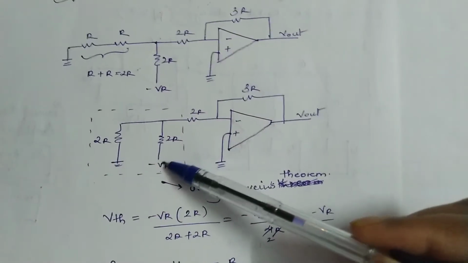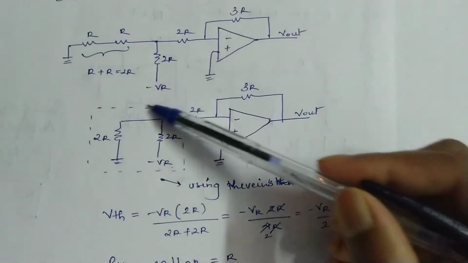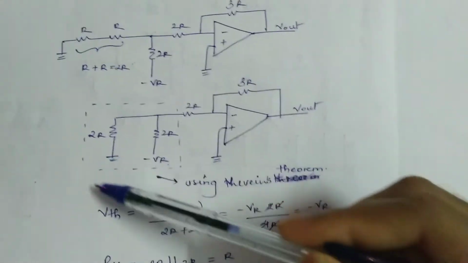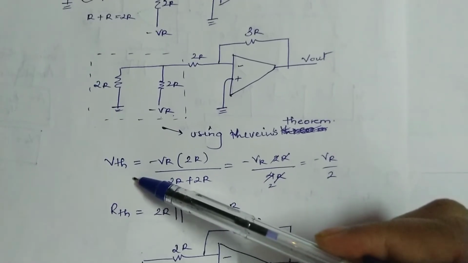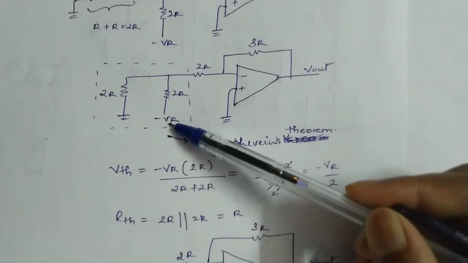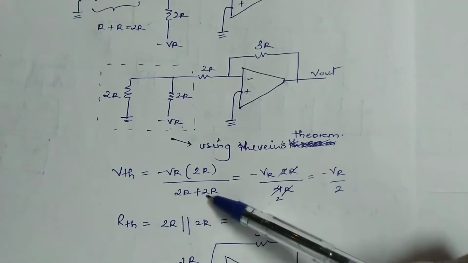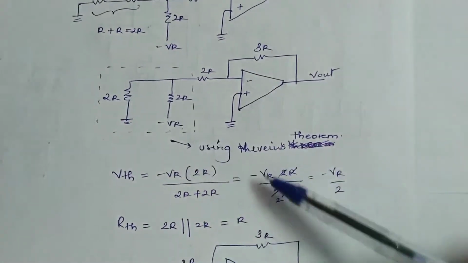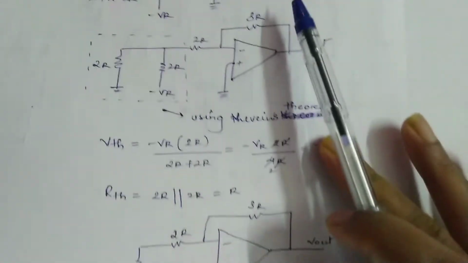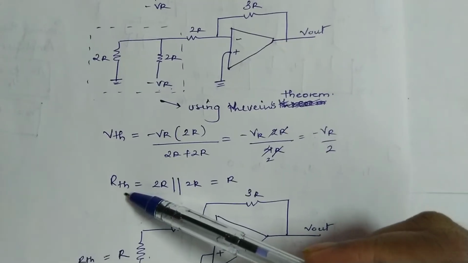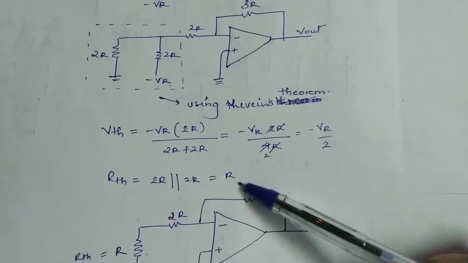Now here you have a minus VR voltage given to this resistor as an input. So I will use Thevenin's theorem on this network, Thevenize this network. For that we need the Thevenin's equivalent voltage. What will be the Thevenin's equivalent voltage? The input voltage minus VR into the opposite resistance 2R upon the sum of the resistances, that is 2R plus 2R, will give you minus VR by 2. That's your Thevenin's voltage. Then you need the Thevenin's equivalent resistance. What is the equivalent resistance? 2R parallel to 2R, which is equal to R.